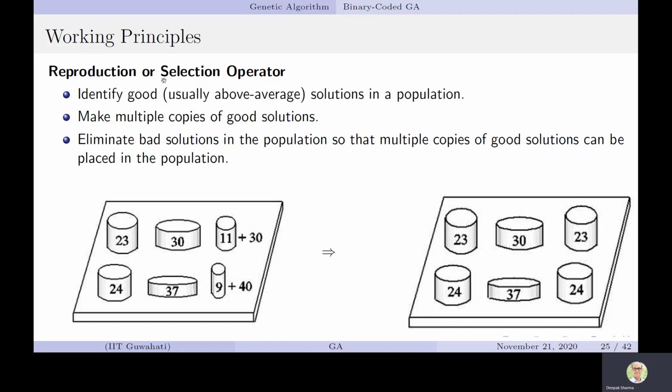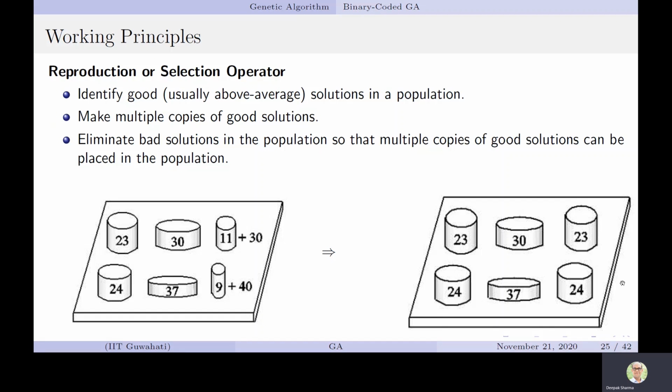What is the purpose of the selection operator? We have to identify good, usually above average, solutions in the population. We are going to make multiple copies of these solutions. And if there is any bad solution, we will remove it. Those multiple copies will take the place of the solutions in the population. On the left side figure, this is what we have, the solutions before selection. And after performing the selection, the figure is given on the right hand side.